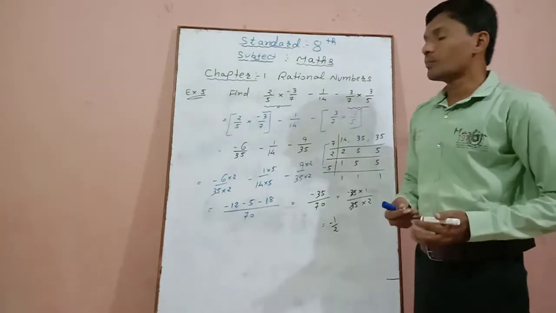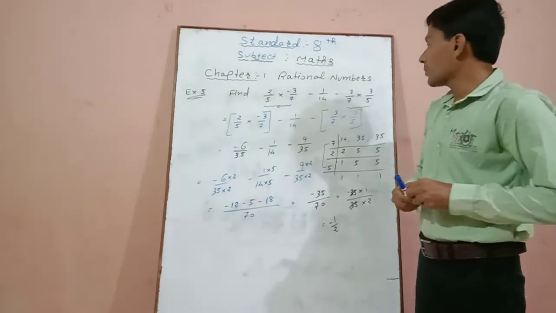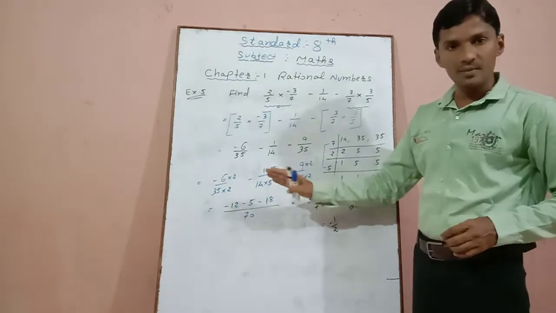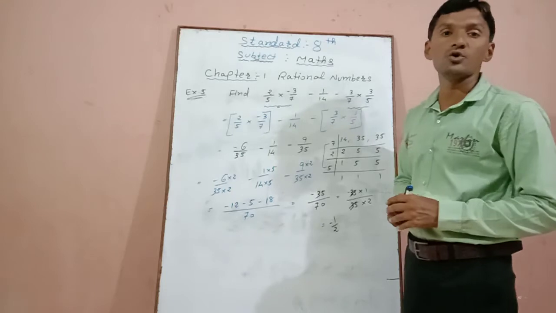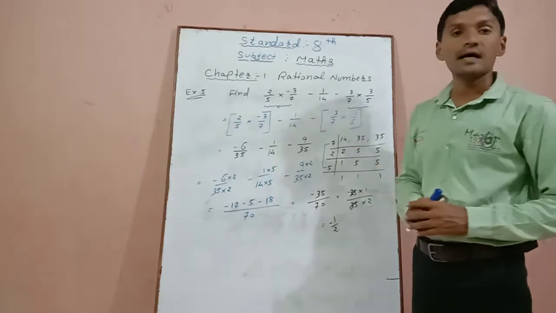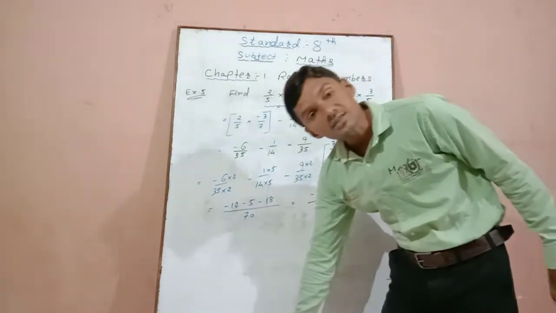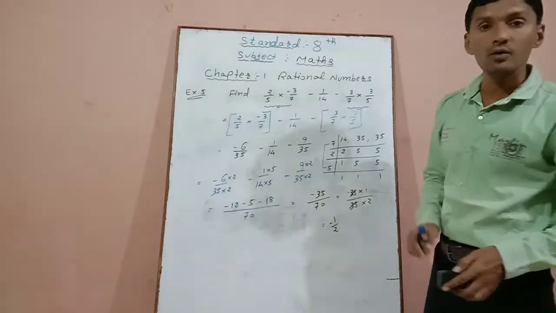So this is a sum where we have taken a common LCM, and after that the last answer is in the reduced form. So this is example number 5. Now we will start exercise number 1.1.